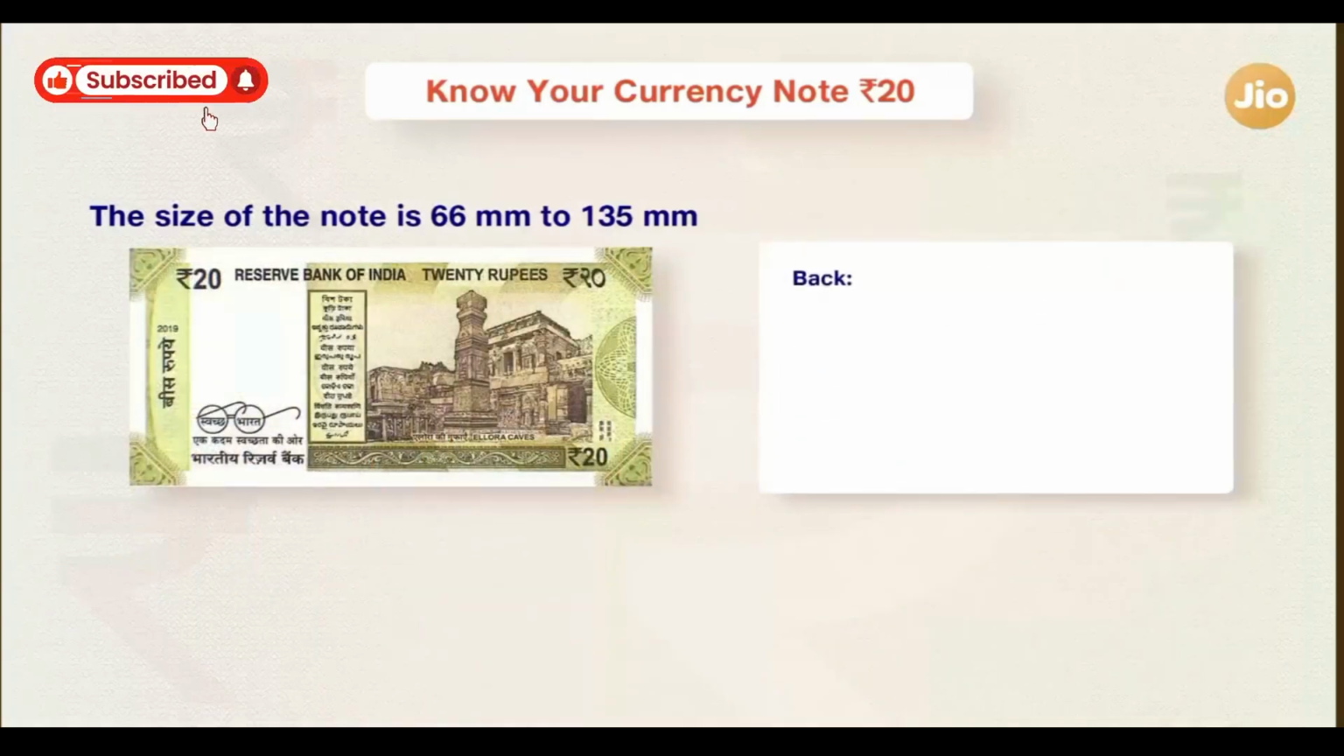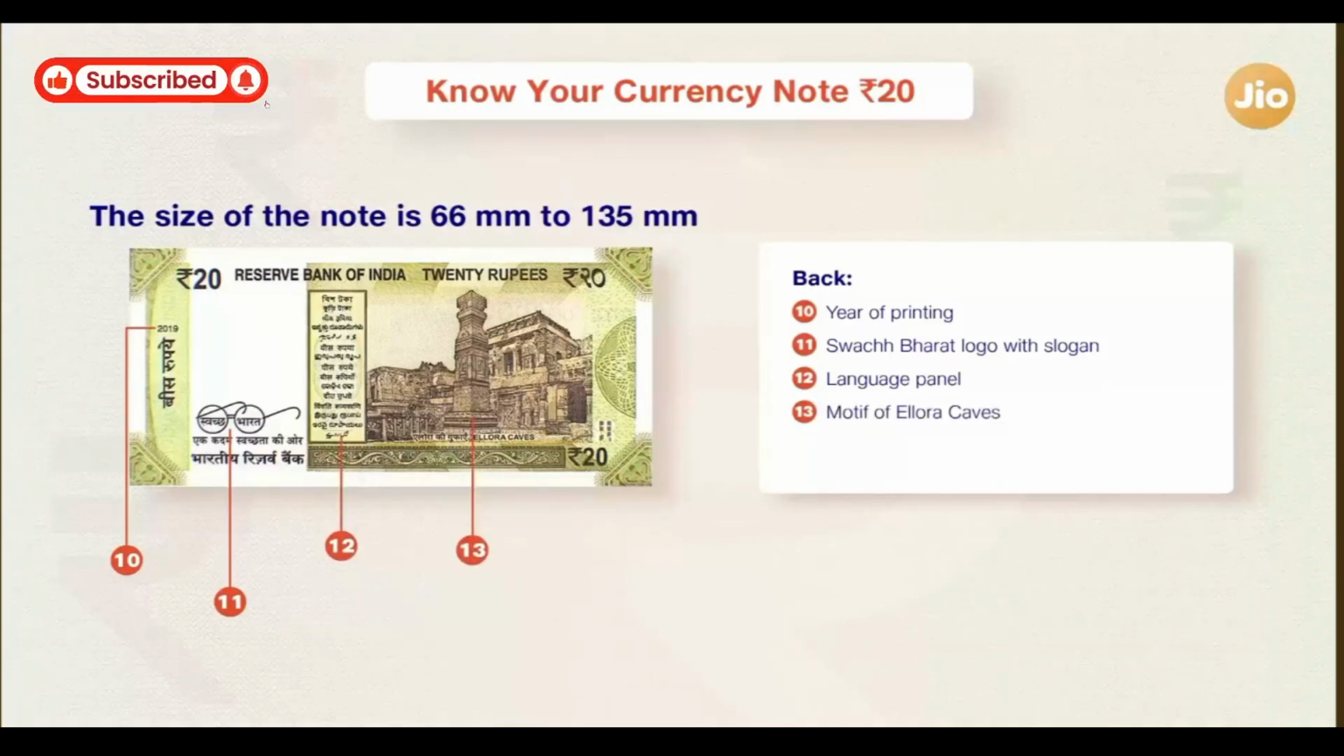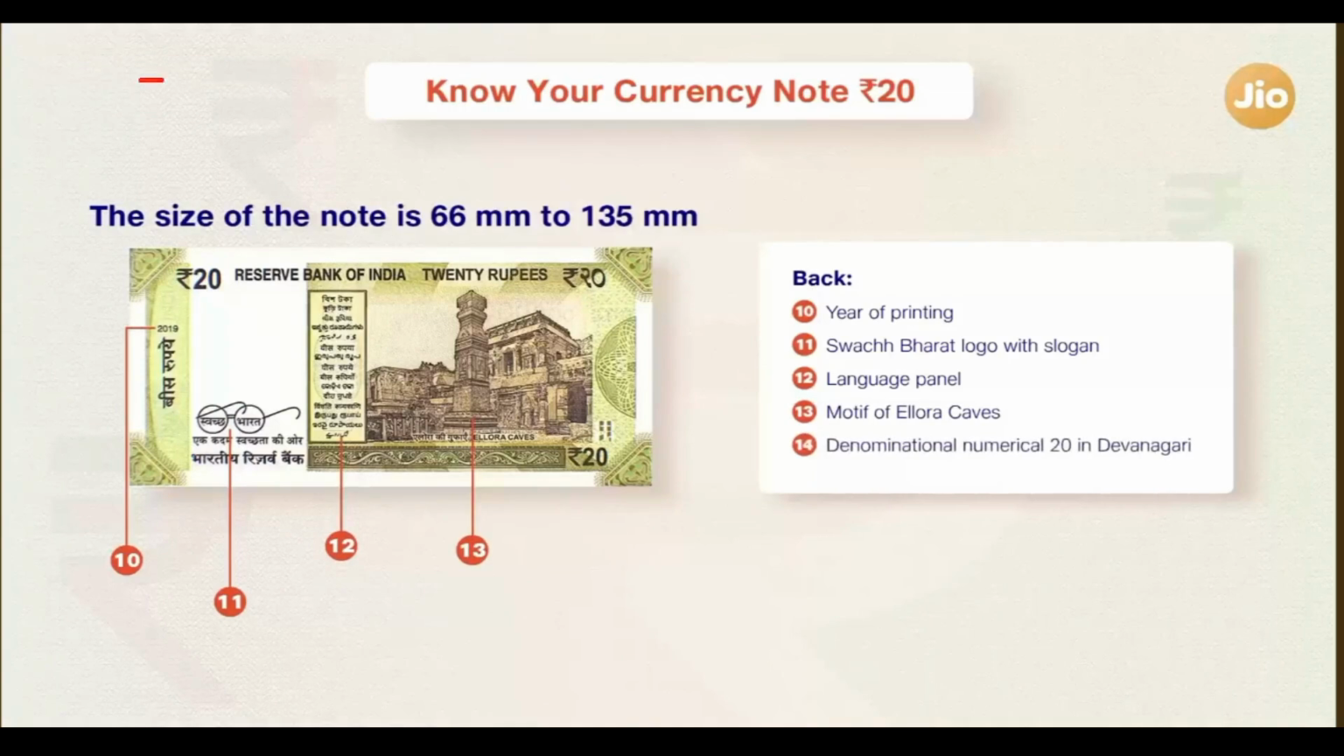At the back, you will find the following. 10th, the year of printing. 11th, Swachh Bharat logo with slogan. 12th, language panel. 13th, motif of Ellora caves. 14th, and the denominational numerical 20 in Devanagari.